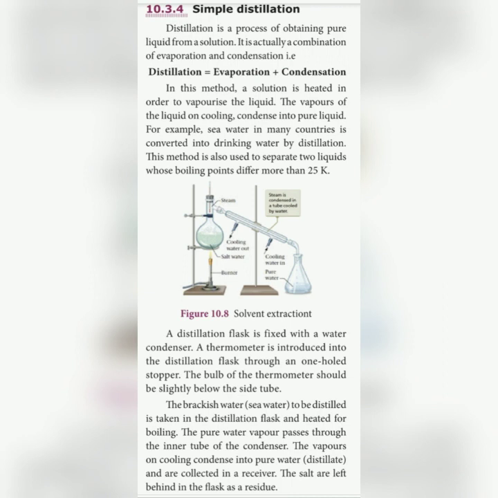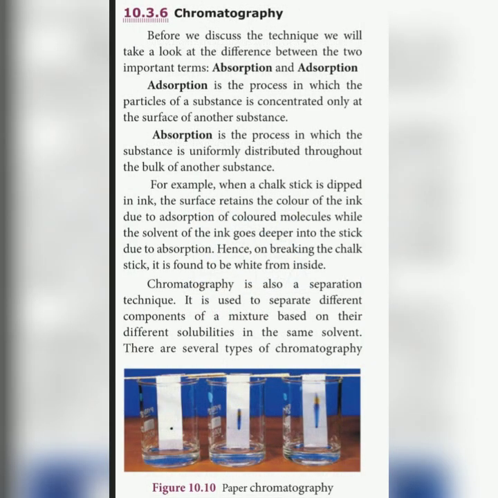A distillation flask is fixed with a water condenser. A thermometer is introduced into the distillation flask because we have to check the boiling point of that particular liquid. The bulb of the thermometer should be slightly below the side tube. The brackish water, that is sea water, to be distilled.